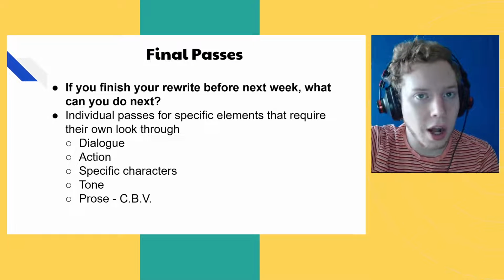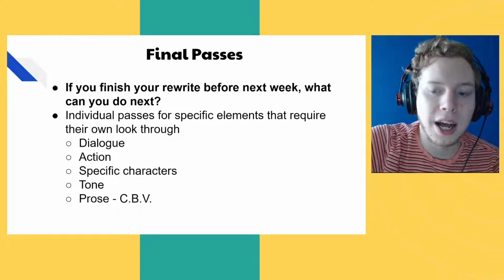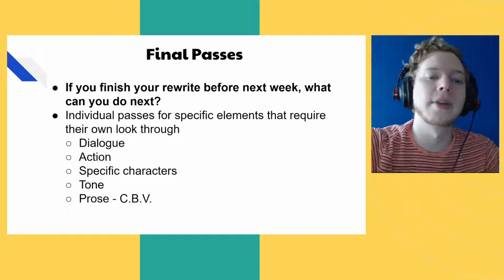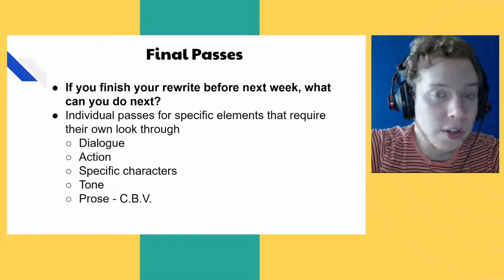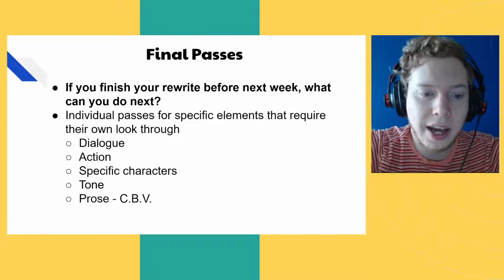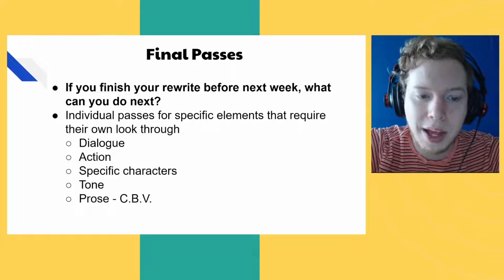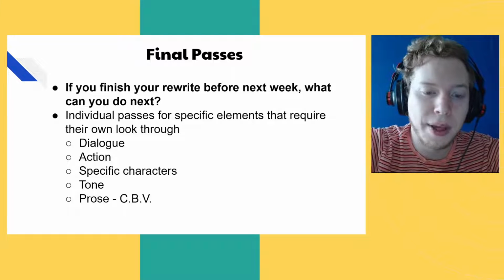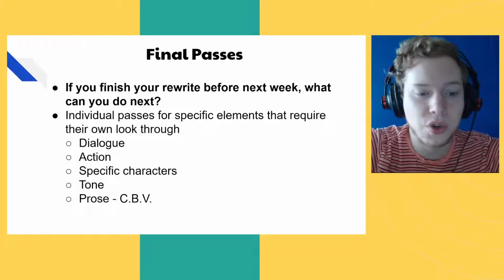So you can start on this next phase. You can get ahead a little bit and do these individual passes for specific elements that require their own look through. That might be just the dialogue. It might be just one character's dialogue. It might be the action scenes throughout. It might be some specific character and their journey or their change or their motivation, and it's just unclear and not coming through on the page. So you might just need to do a whole pass just for that.